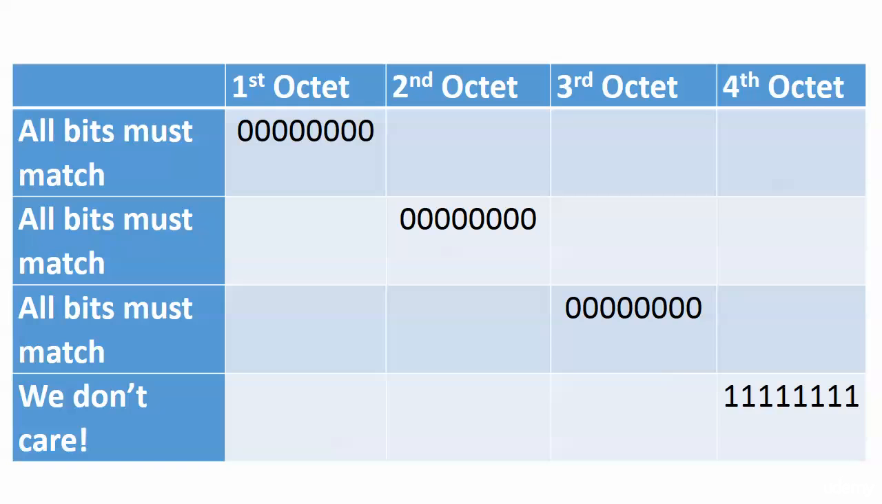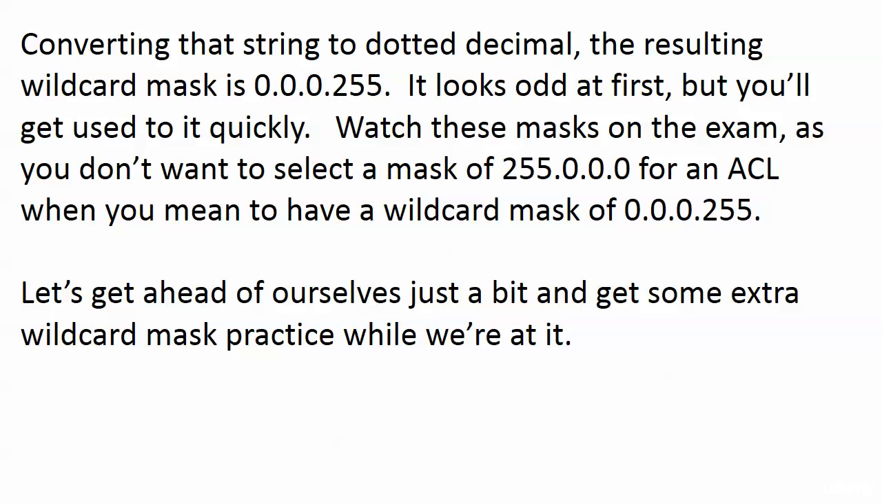So when we convert it back to dotted decimal, we know what that's going to look like. It's going to be 0.0.0.255, because the last octet is all ones. And the first time you look at that, you're thinking that cannot possibly be right, but it is, because you're just used to network masks and subnet masks by this point. It looks odd at first, but you'll get used to it.